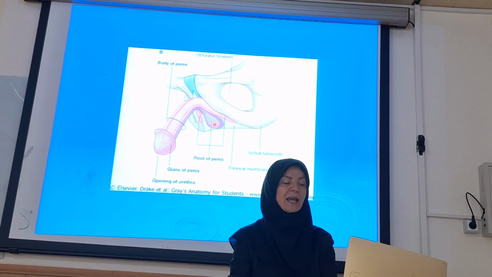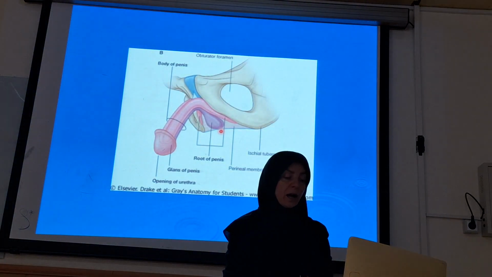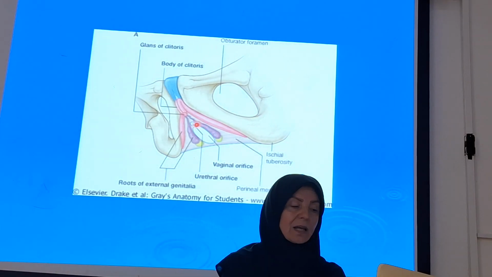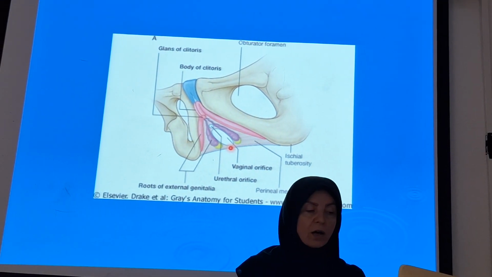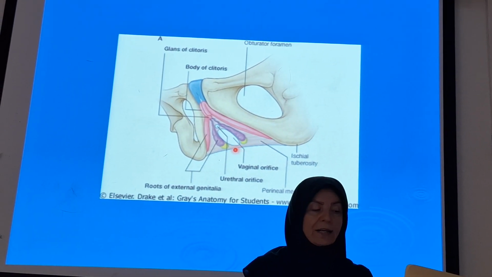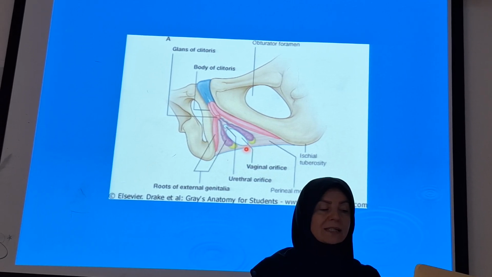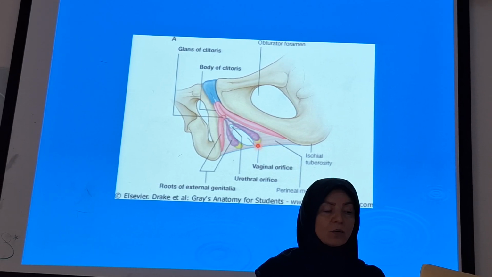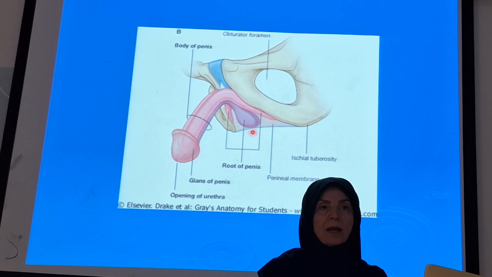Exactly posterior to the bulb of the penis and anterior to the anal canal, you are able to find the perineal body. Exactly posterior to the vagina and anterior to the anal canal, you are able to find the perineal body. So the perineal body in both sexes is anterior to the anal canal; in the female sex, posterior to the vagina, in the male sex, posterior to the bulb of the penis.